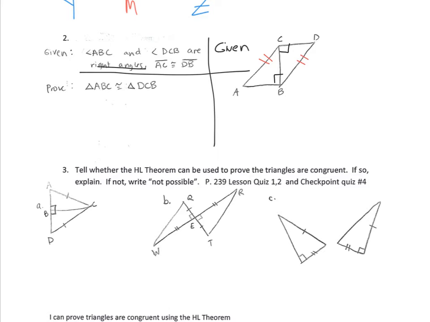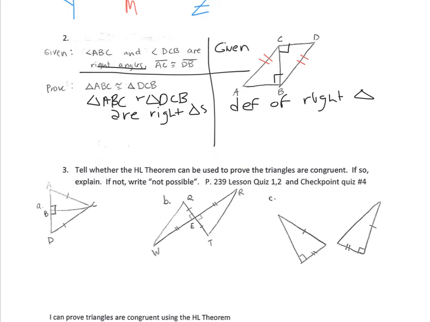So I can write that triangle ABC and triangle DCB are right triangles by definition of right triangles. The definition of a right triangle is that it has a right angle. So we were given that they had right angles, so now I can say that they are right triangles.